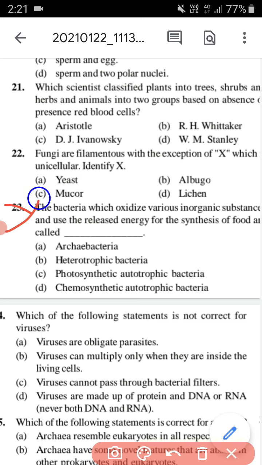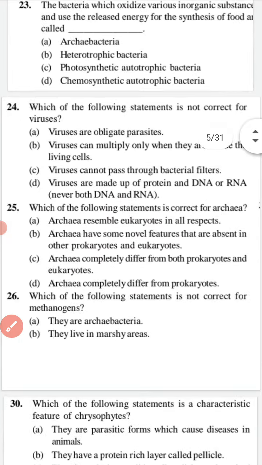Now we move to question number 23. The question 23 is, the bacteria which oxidize various inorganic substances and use the released energy for the synthesis of food is called which? Archaebacteria or heterotrophic bacteria or photosynthetic autotrophic bacteria or chemosynthetic autotrophic bacteria. So here the correct option is option D. This is mainly known as chemosynthetic autotrophic bacteria. Okay guys.